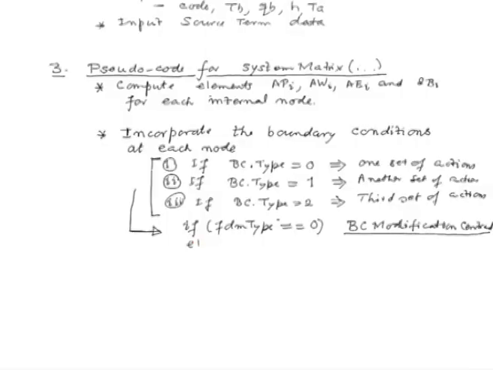We will look at its detailed pseudocode in the next lecture. Else, that is our FDM type is equal to 1, so we will have BC modification simple. Okay. So we will have a detailed look at the pseudocode for these two submodules later on. Okay, for the time being, let us complete the sequence.